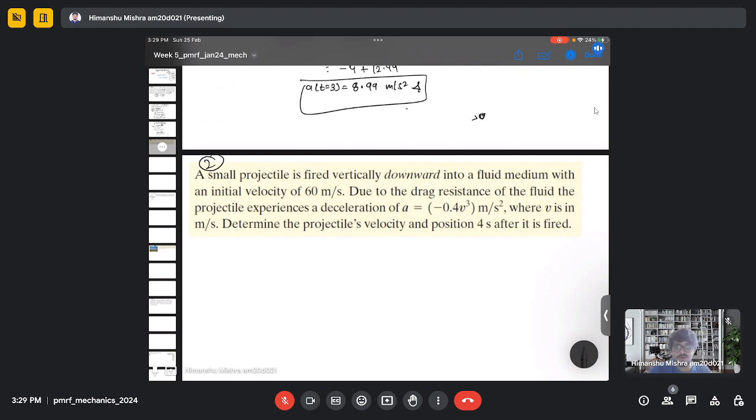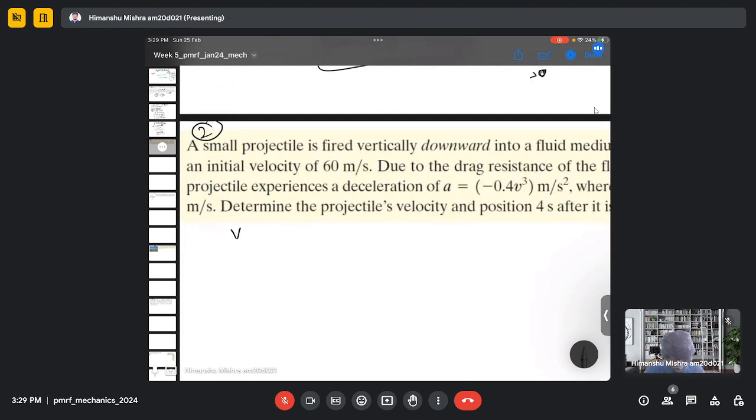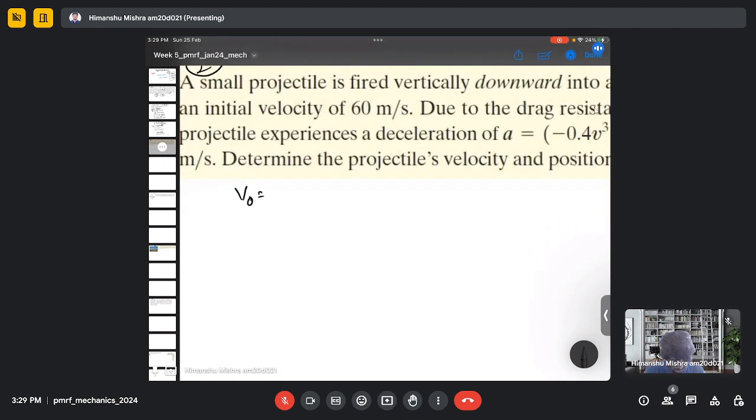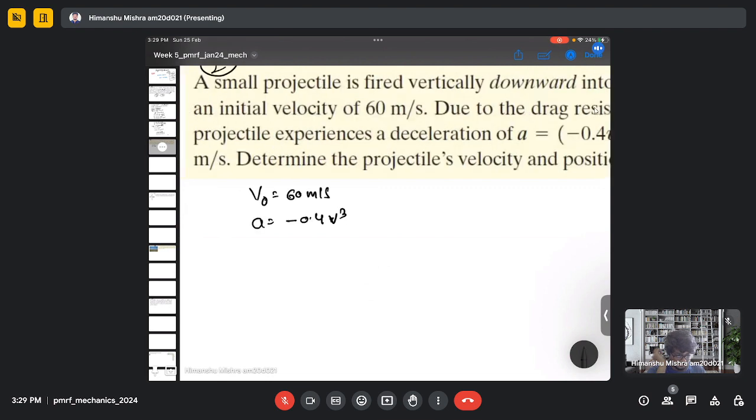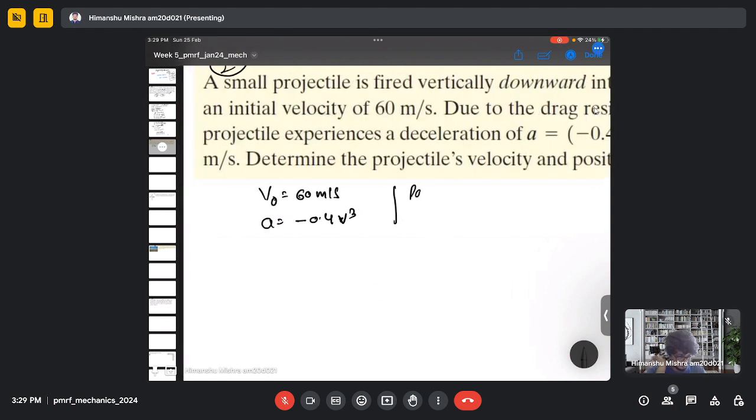So in this question, we have given the initial velocity, which is 60 meter per second, and we have given the acceleration, which is minus 0.4 v cube. And using this information, we need to find the position and velocity at time 4 seconds.